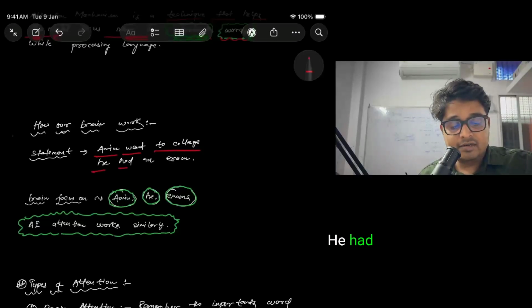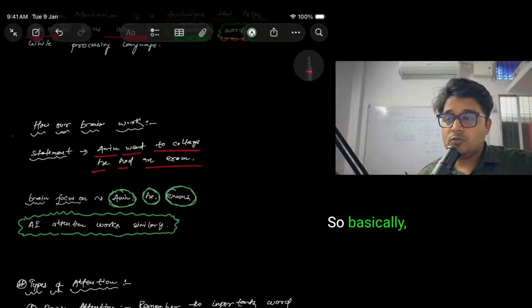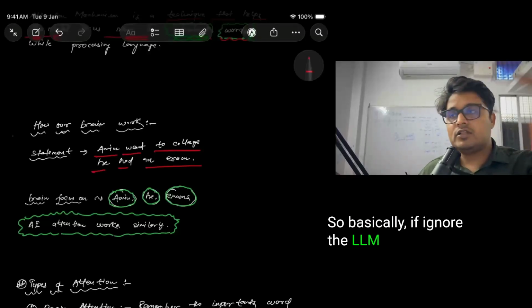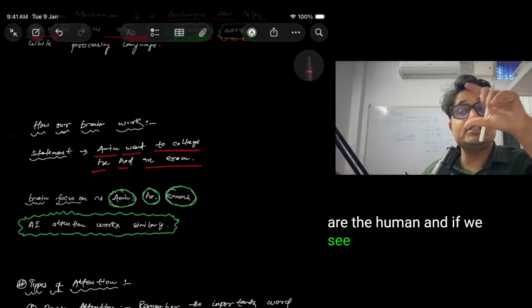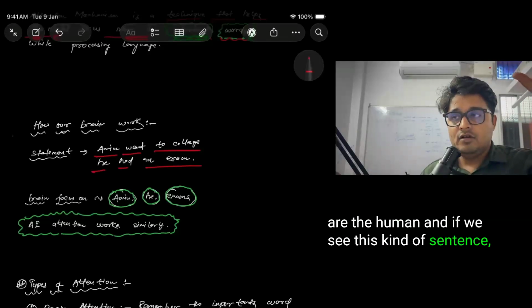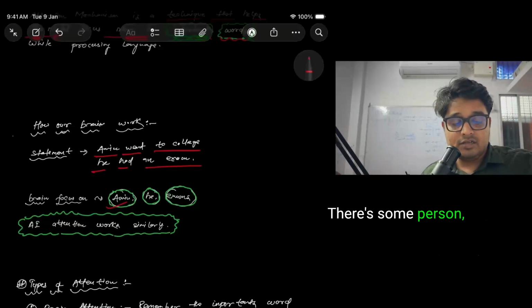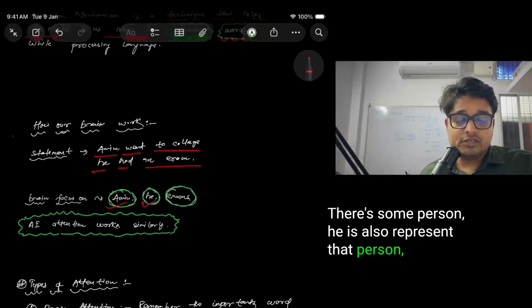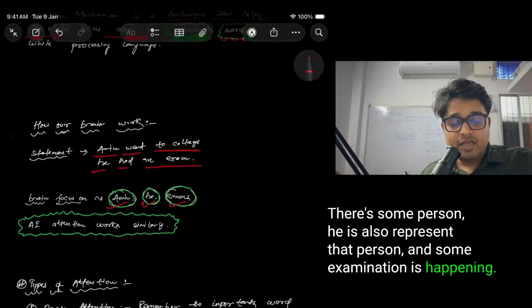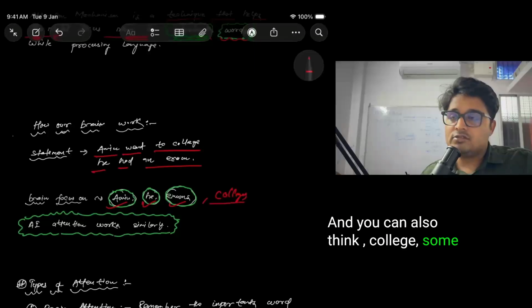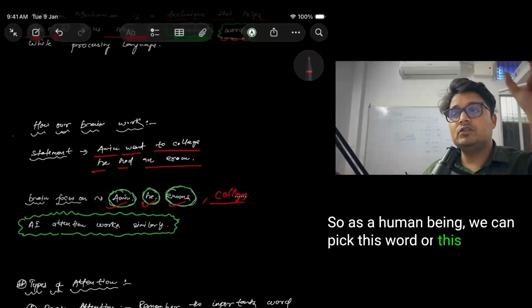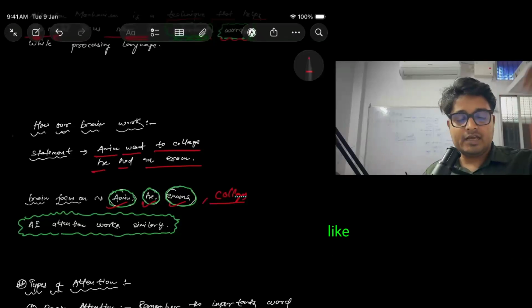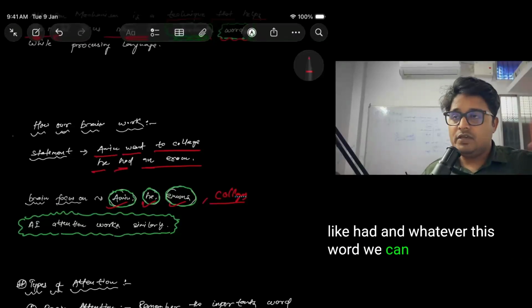He had an exam. So basically, if we ignore the LLM part and the attention mechanism, and we are the human, and we see this kind of sentence, what will we understand? There's some person, he is also representing that person, and some examination is happening, and you can also think college, some like another kind of object. So as a human being, we can pick this word, and we can ignore words like "had" and whatever, we can ignore generally.